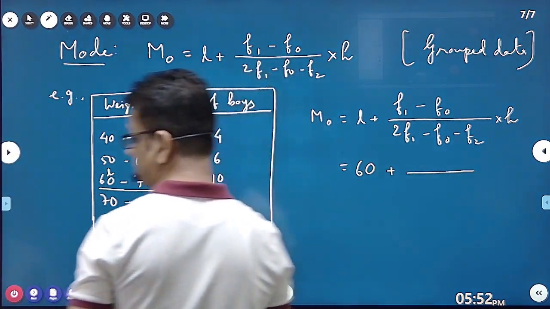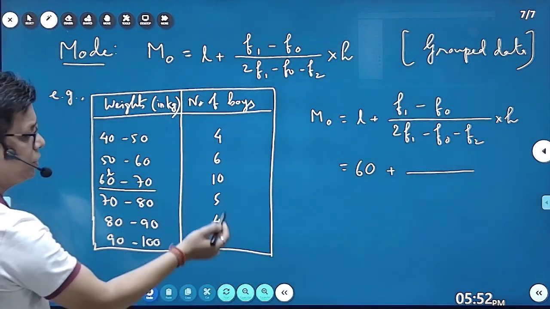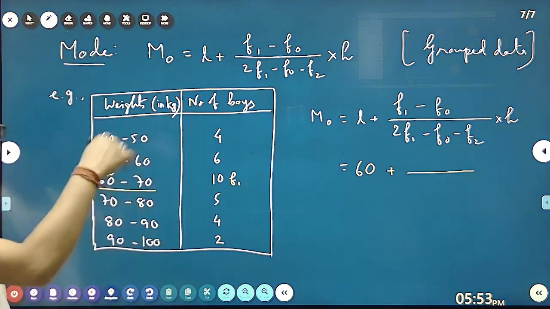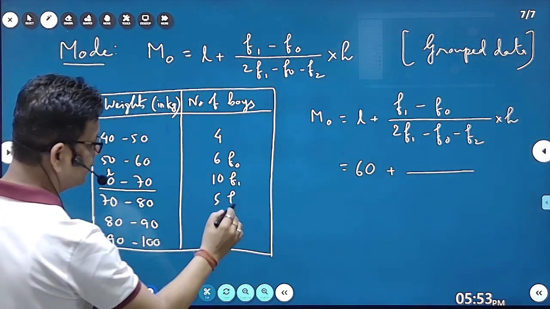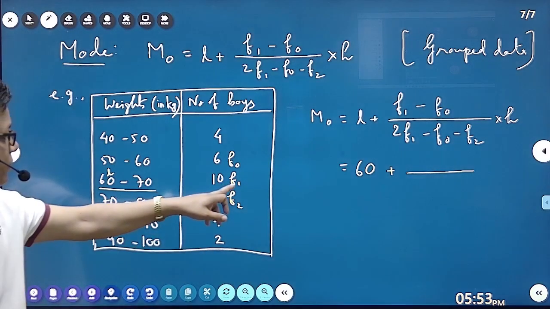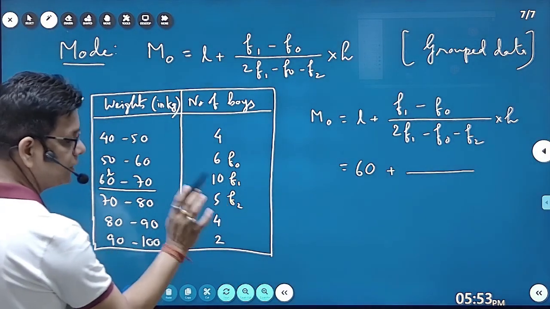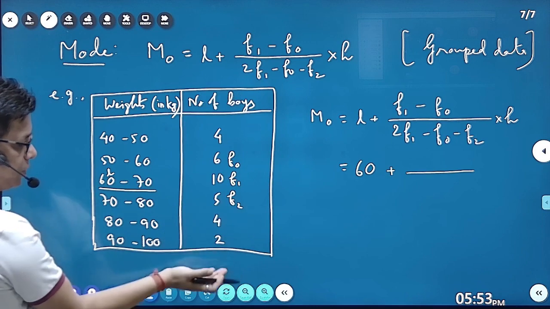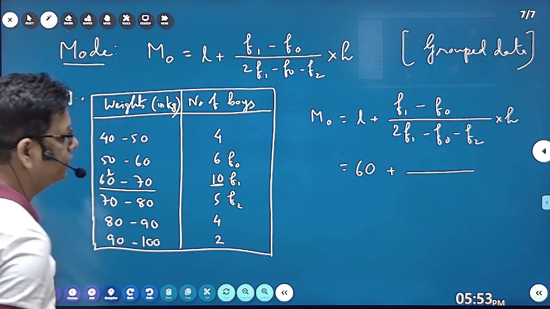Now please keep a note of these three. Why did I change the order? Now out of these all, which was the highest? 10. So it is F1. Previous one is F0. We read as F0. After one is simply F2. In your book they have given F0, then F1, F2. So to avoid this confusion, the highest one is F1. The previous one is F0. The next one is F2. So keep a note, the highest one is F1.